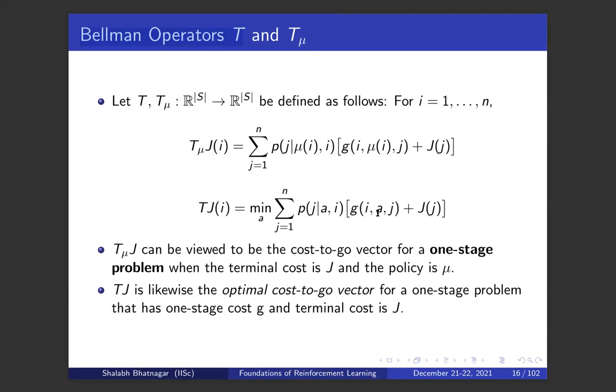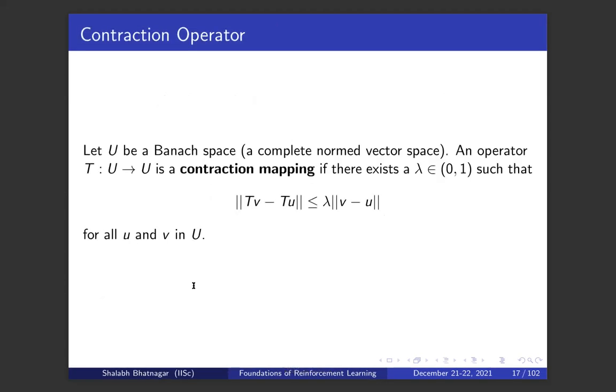Okay, so T mu J can be viewed as the cost to go vector for a single stage problem when the terminal cost is J and the policy is mu. And likewise, you can view Tj as the optimal cost to go vector. So it's not the cost to go vector under a given policy, it's the optimal cost to go vector. This is for a single stage problem that has a single stage cost g, and let's say the terminal cost is J. Now it turns out that T and T mu are what we call contraction mappings.